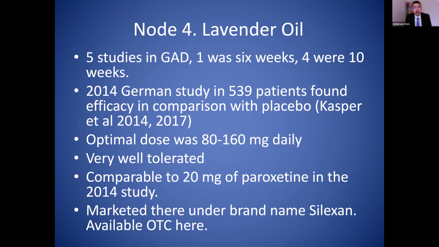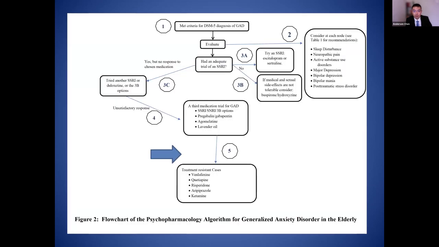For lavender oil, there are 5 studies in generalized anxiety disorder. One was 6 weeks, 4 were 10 weeks. In the 2014 German study, in 539 patients, they found efficacy in comparison with placebo. The optimal dose was 80 to 160 milligrams daily. It was very well tolerated. It's comparable to 20 milligrams of paroxetine, they say, in the 2014 study. It's marketed under the brand name Silexan, and it's available over the counter. So if your patients are taking it, or if they somehow have their hands on it and they tell you it's helping, they might not be wrong. And we're now familiar with some of the evidence for it.